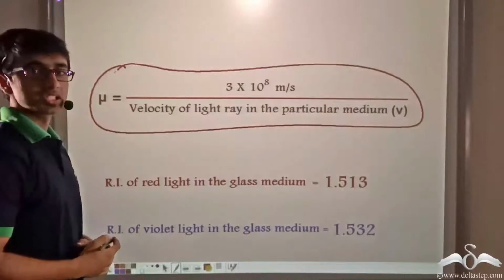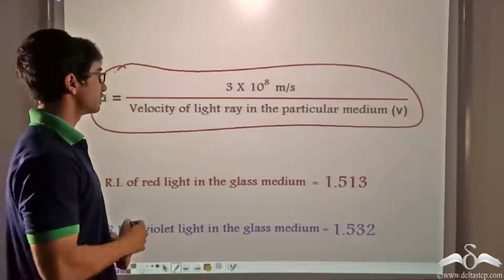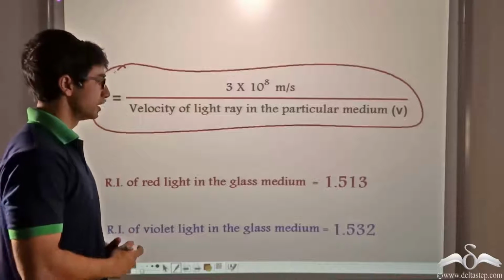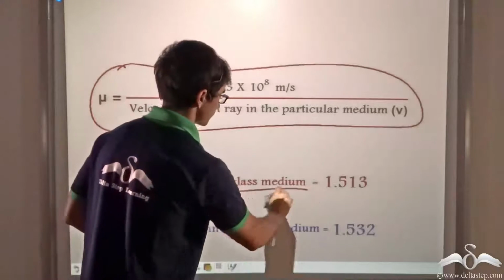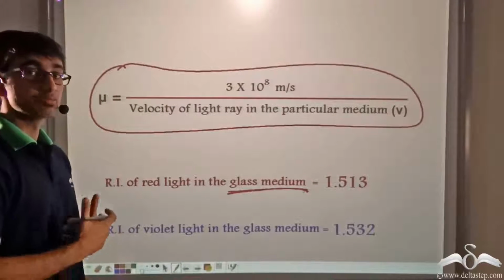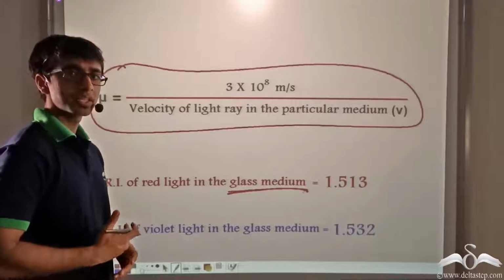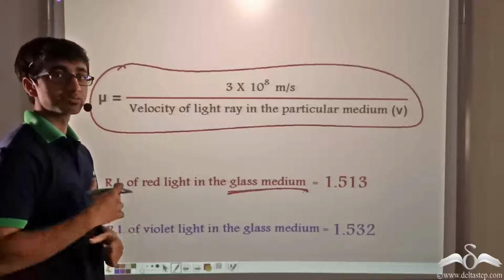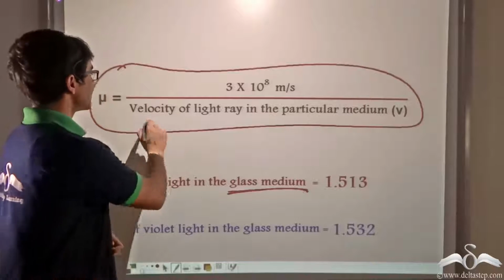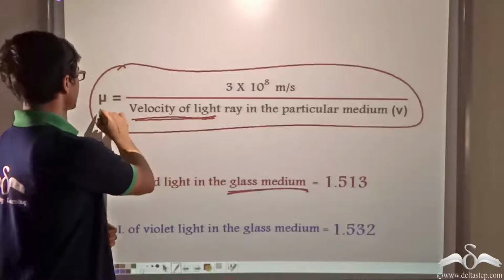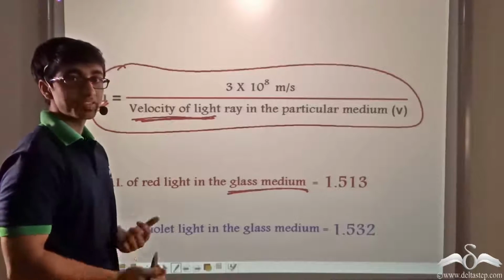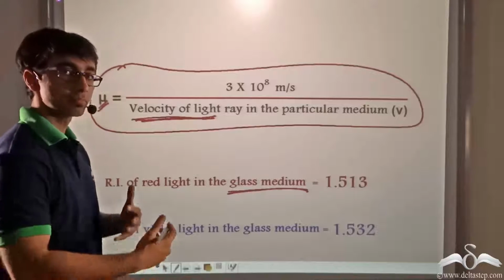Now if you observe closely, the denominator indicates the velocity of light ray in the particular medium, no matter what medium we consider. So if we consider glass medium, we can say that the velocity of red light is more than that of violet light. Why? Because the wavelength of red light is more than that of violet light, keeping the frequency constant. So when the denominator is more, the value of refractive index will be less, and when the denominator is less, the value of refractive index will be more.